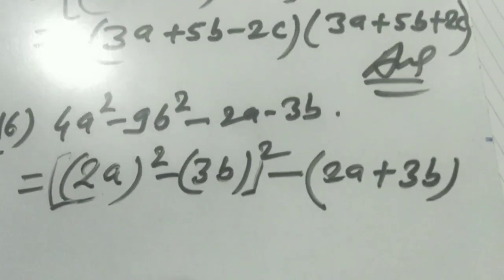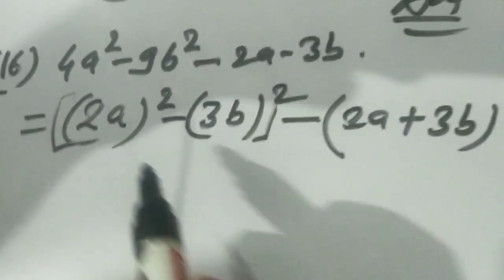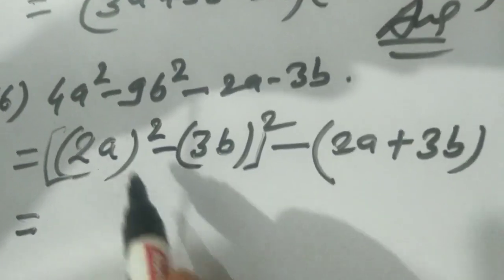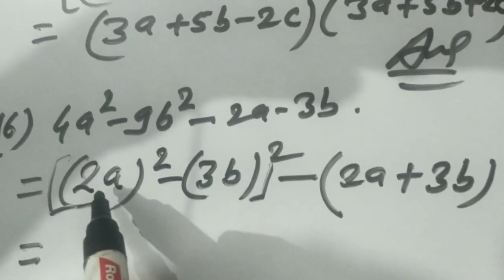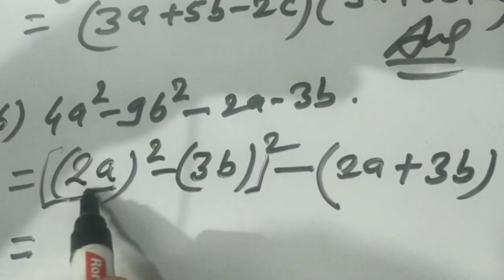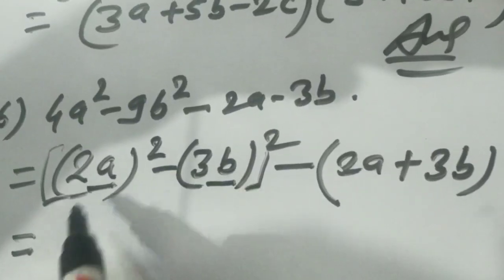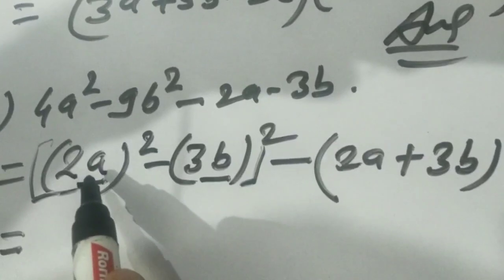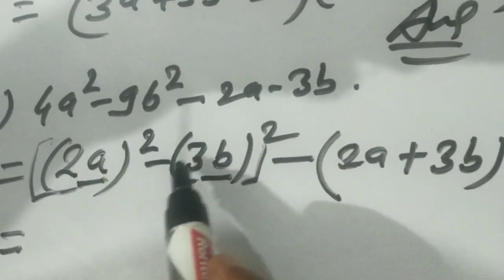So you have to factorize it. So it will be, in the form of a square minus b square. So it will be equal to a minus b and a plus b.